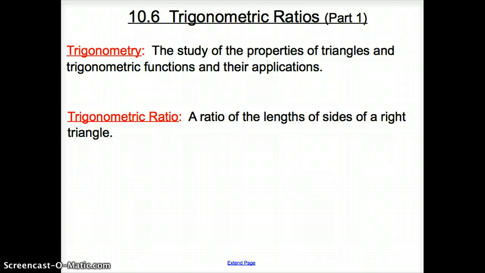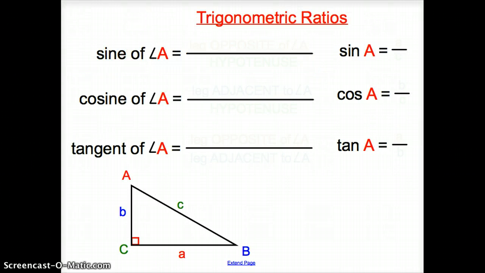First thing we have to do though is ask ourselves, what is trigonometry? Well, trigonometry is the study of the properties of triangles and trigonometric functions and their applications. Next vocab word we have is trigonometric ratio. All that is, is a ratio of the lengths of the sides of a right triangle. So let's get into some trigonometric ratios and some trigonometry.